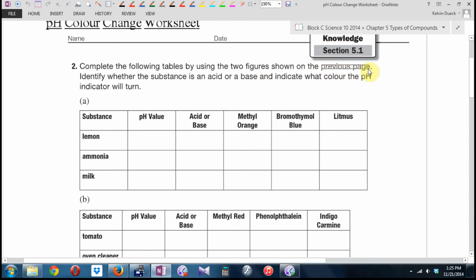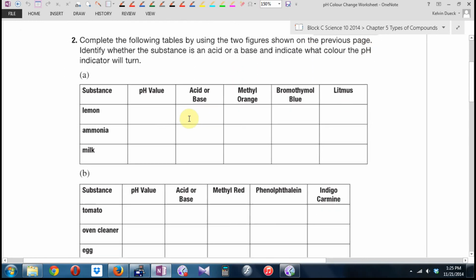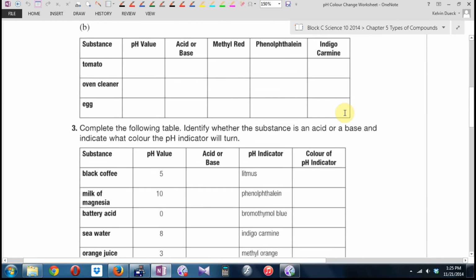Identify whether the substance is an acid or a base and indicate what color the pH indicator would turn. So look at lemon, write down its pH level, acid or base, and then see if you can deduce what color methyl orange, bromothymol blue, and litmus would be. If you get stuck, you can flip the page over and look at the back, but I think you can work your way through these.